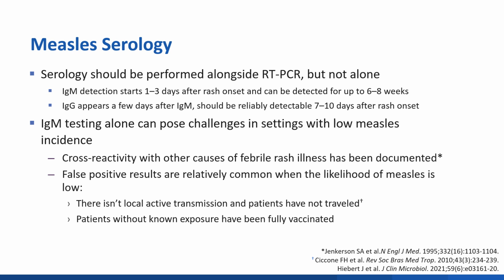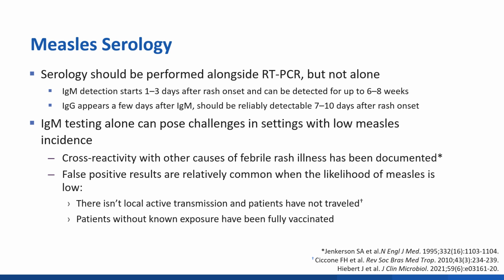And just a note here that if a provider is interested in knowing whether or not a patient is immune to measles, testing for IgG alone is appropriate, and testing for IgM should not be performed. However, it's important to note that use of IgM alone can pose challenges in settings with low measles incidence, like in the US, where we have maintained elimination. First, cross-reactivity with other causes of febrile rash illness has been documented, especially with HHV6 and parvovirus, which, as we discussed, can mimic measles and cause a febrile rash illness.